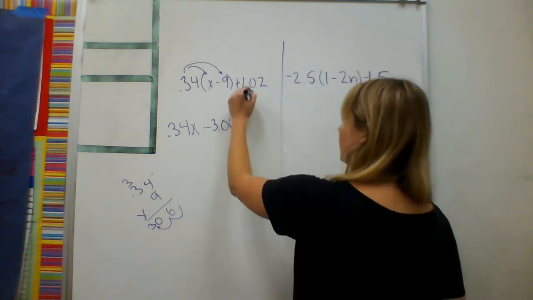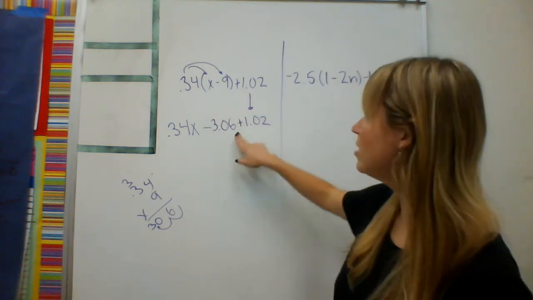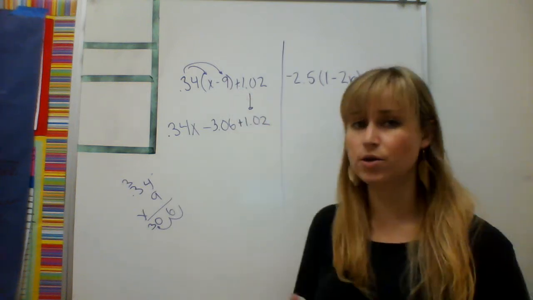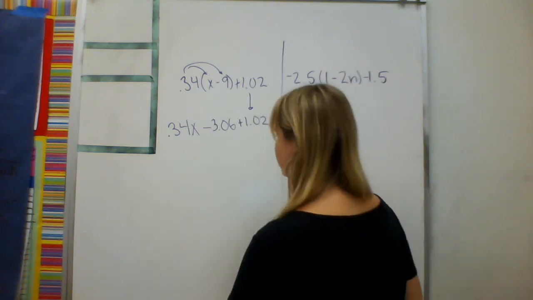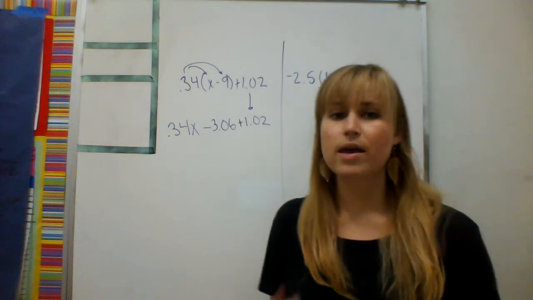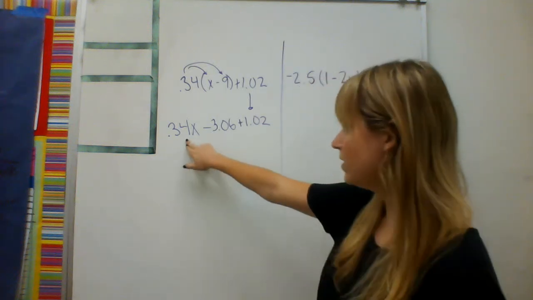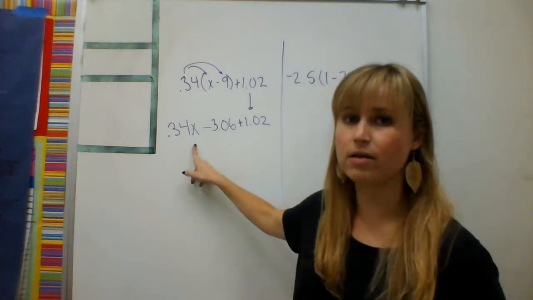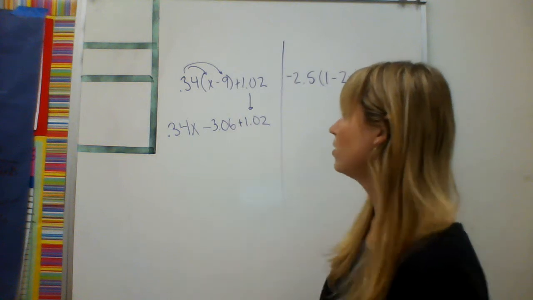And now I'm just going to bring down this term that was after my parentheses. I'm going to bring it straight down. So it's plus 1.02. It's plus because it's a positive or an addition sign in my original expression, and they don't want to change that. Now I have 0.34x minus 3.06 plus 1.02. If I can combine my like terms, I want to do that now. I don't have any more terms with x, so I can't combine 0.34x with anything, so I can leave it alone. I can combine these two though.